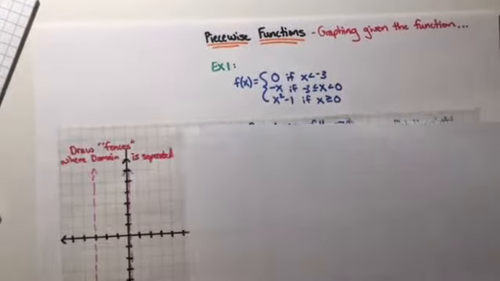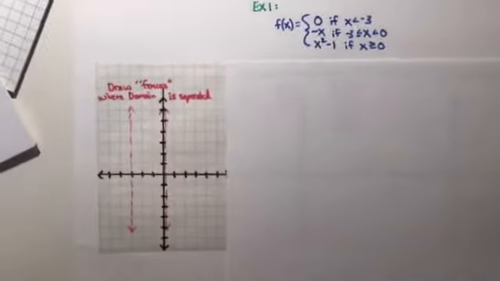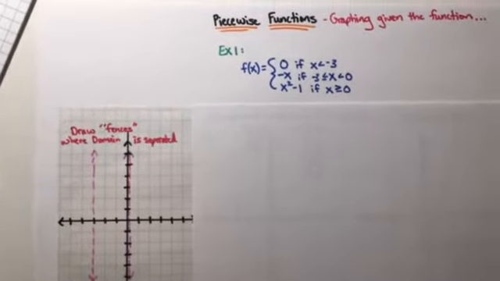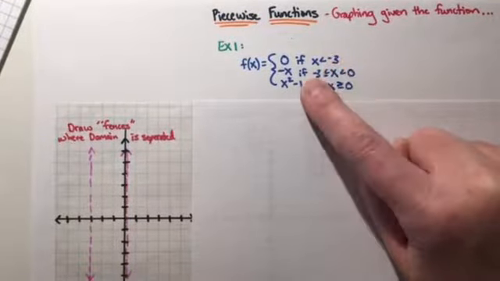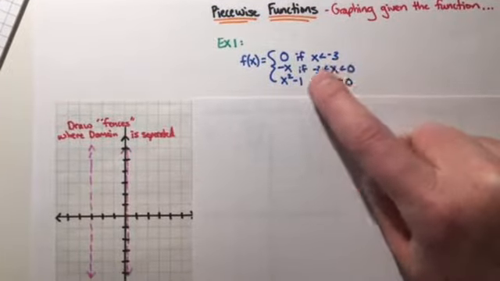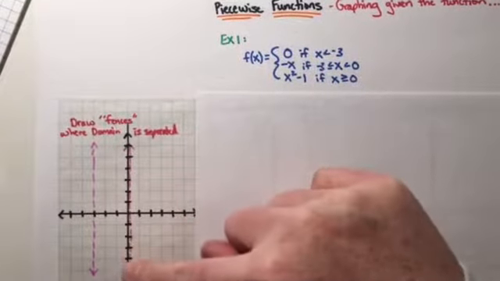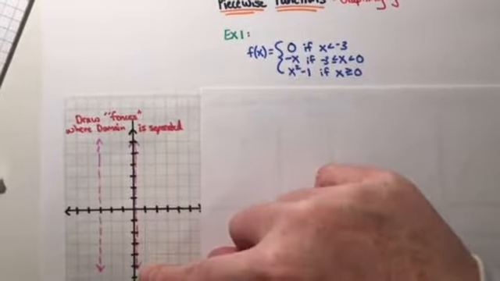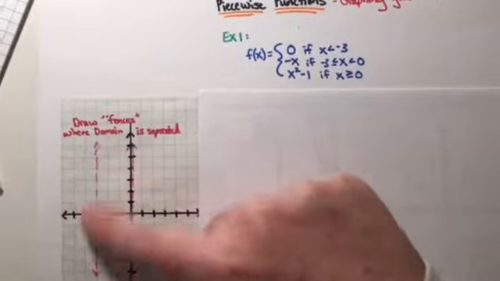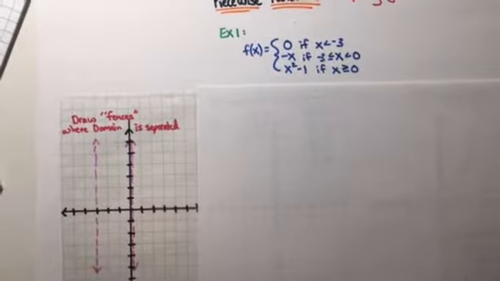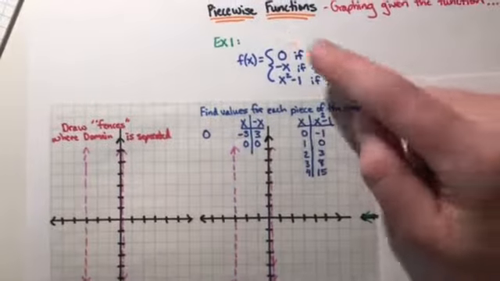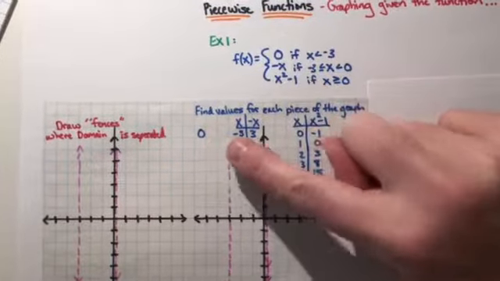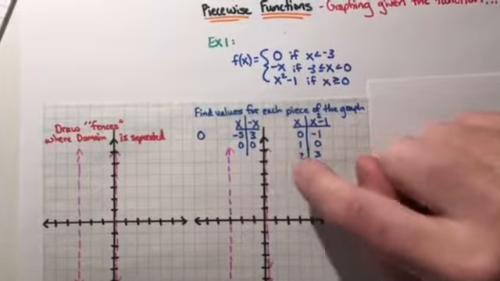So for the first step, you want to draw some what we call fences where the domain is separated. So we can look over here and see our domain is separated between -3 and between 0. So I drew a dashed line that represents sort of a boundary at 0 and at -3. The next thing you want to do is set up your function in each place where it goes on your graph.